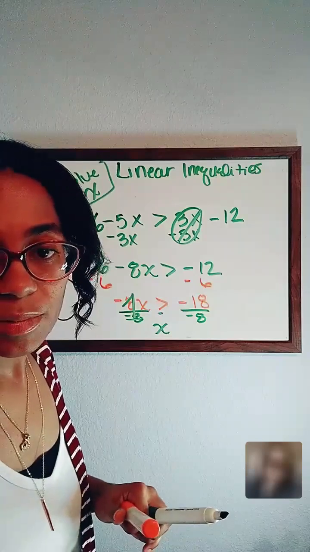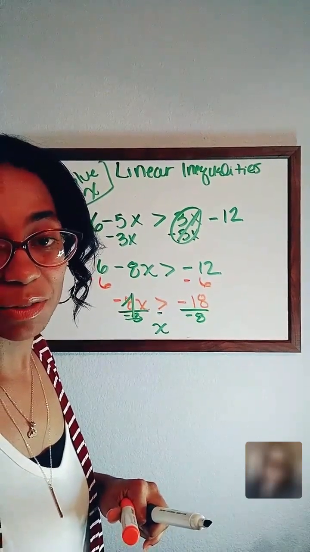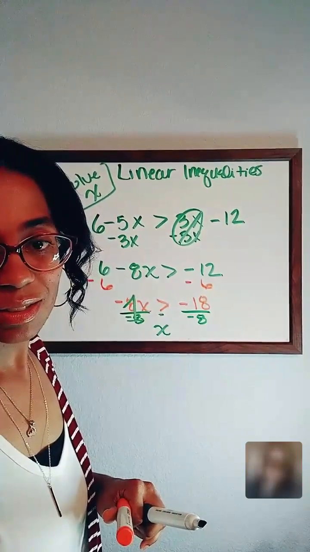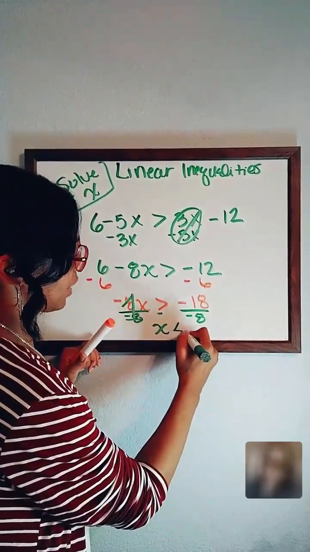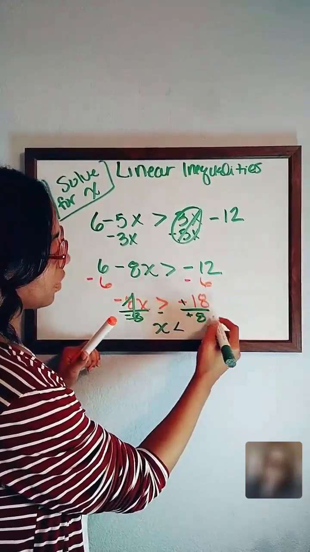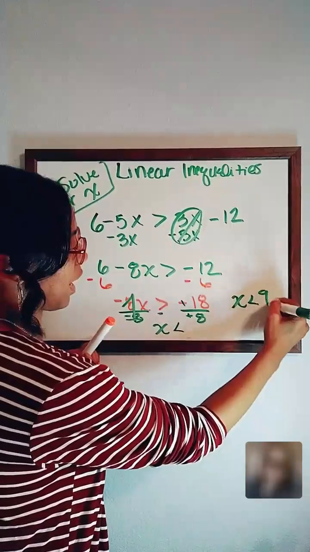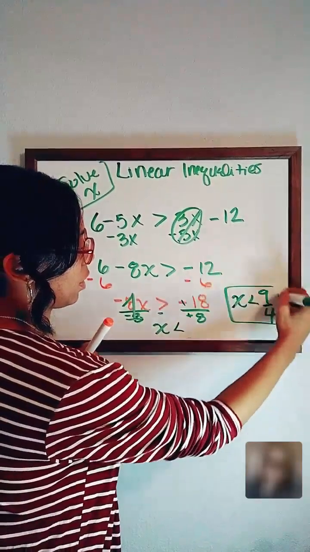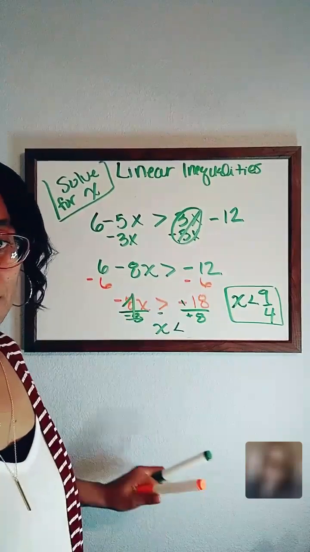You wrote it backwards. It's gonna be a little raggedy fraction. Make sure you flip the sign. Very good. Look at y'all. Less than. This is a positive. These are both even. So I'm just gonna do x is less than 9 over 4. Just like that.